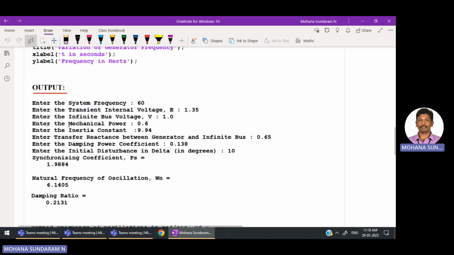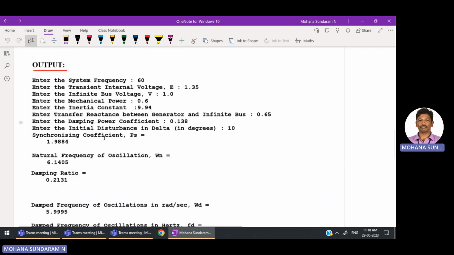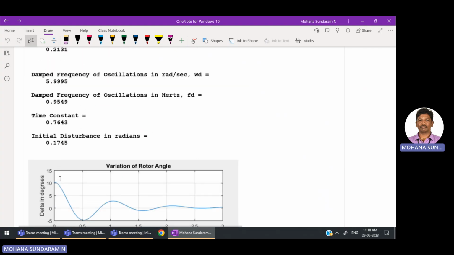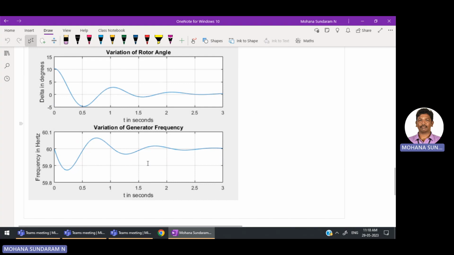So when I run this, it will prompt like this. These are the values I have given by referring to a problem in Hadi Saadat's book. The explanation of that problem is given in the video link that I have provided in the description box. So when I input all these values, I'll get all the calculated values like this, and finally this graph.